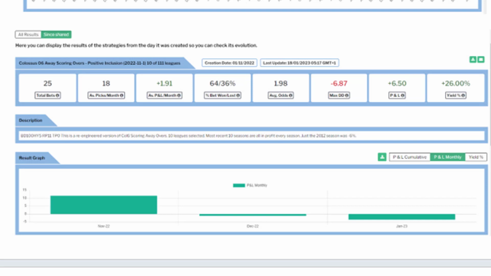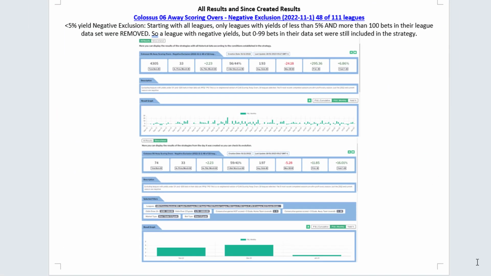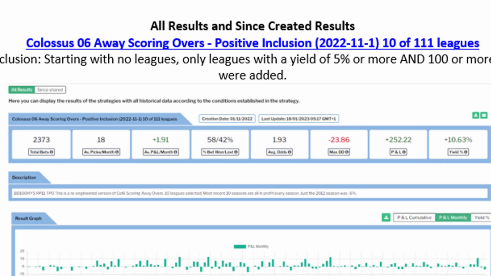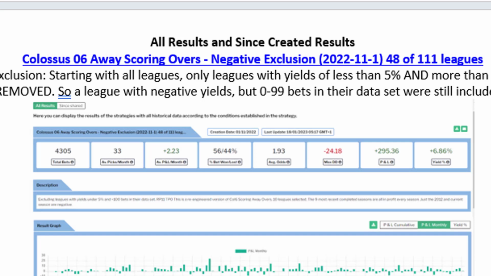Let's compare that to the negative exclusion version. The negative exclusion version over 10-11 years has a yield of 6.8%, but quite a similar drawdown, just minus 24. The positive inclusion version was minus 23.86 for its maximum drawdown, and this negative exclusion version only minus 24.18. The big difference between this one and the version 7 I had is that this is excluding leagues with yields of under 5%, whereas my previous one, my V7 version, was yields of 0.5% or less. So this one's a bit stricter there.